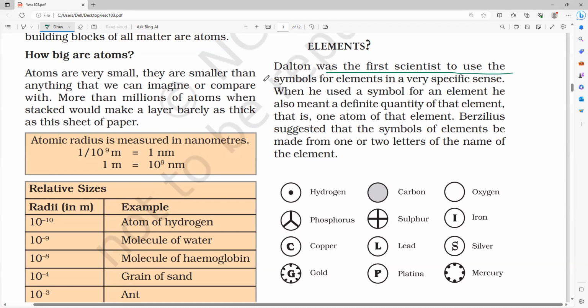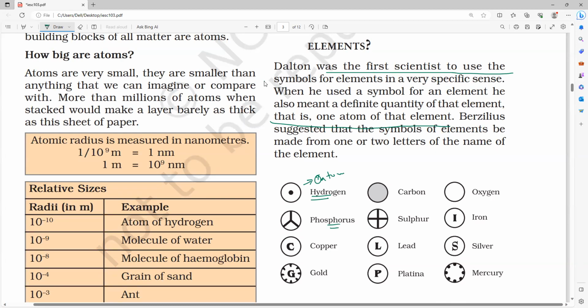In a very specific sense, when he used a symbol for an element, he also meant a definite quantity of that element, that is, one atom of the element. Very, very important. Please note it. For example, this is the symbol for hydrogen. Then how many atoms of hydrogen? One atom of hydrogen.